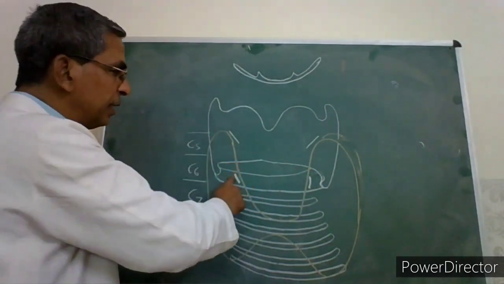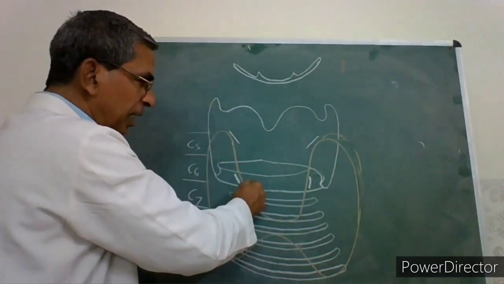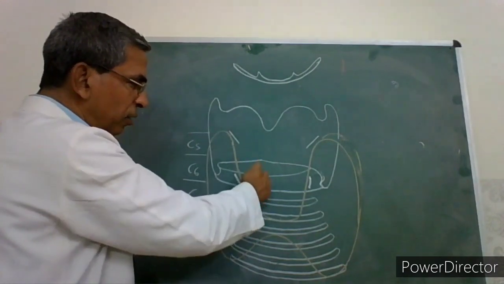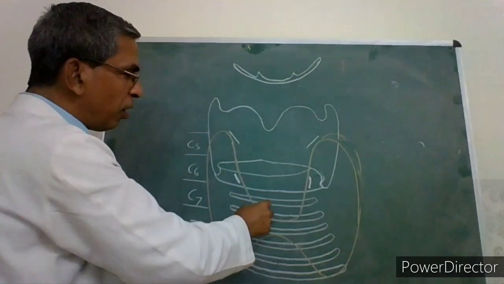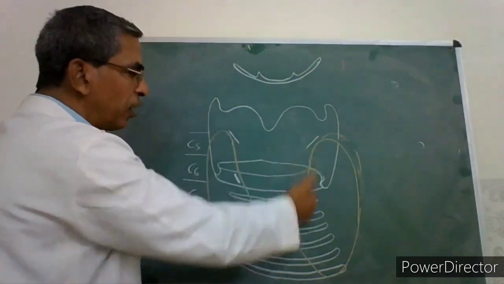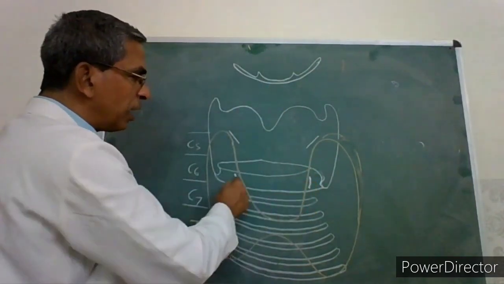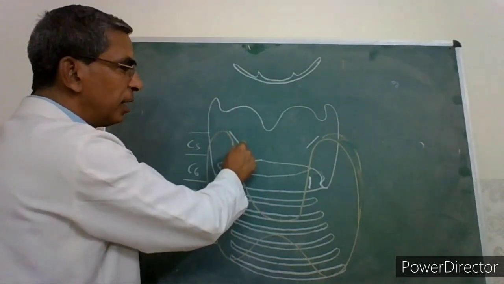This ligament of Berry is attached to the cricoid cartilage, on the medial side of the thyroid gland here, and superiorly we have seen this is attached. So what happens now is that when the larynx moves, this thyroid gland also moves, because it is attached to the cricoid cartilage and thyroid cartilage.